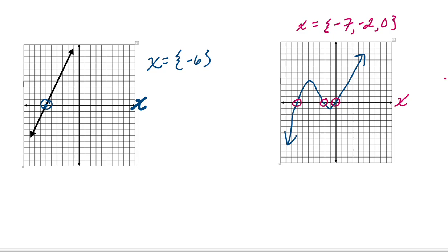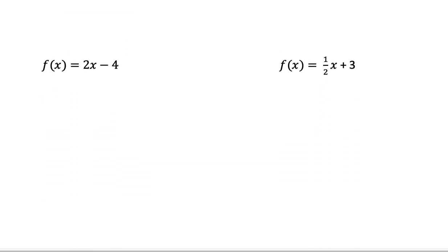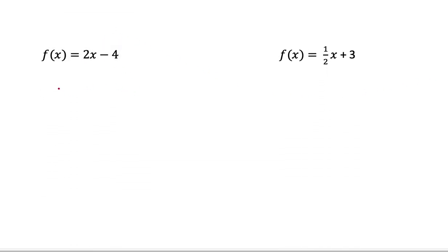to cross the x-axis. Now, if I want to solve this algebraically, given these two functions, f of x equals 2x minus 4, and f of x equals 1/2 x plus 3, it is where I cross that x-axis. So it is where my f of x, or my y, is 0. So I'm going to plug 0 in for f of x, and then I will solve for x. So here, 0 equals 2x minus 4. So I'm going to solve my equation.